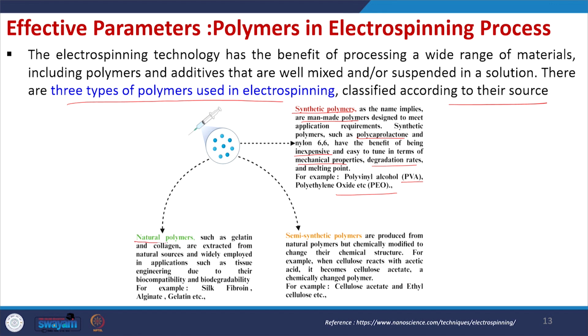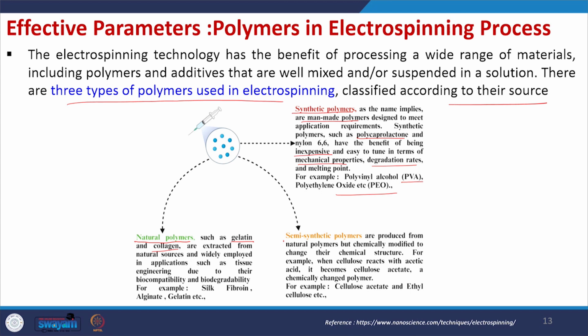And the next one is the natural polymers. Under the natural polymers, gelatin, collagen, these are obtained from natural sources. This will be very useful for tissue engineering as well as for various biomedical applications. And the third one is the semi-synthetic polymers, which are derived from natural polymers but chemically modified. For example, we can treat cellulose with acetic acid, and it becomes cellulose acetate. We can use this semi-synthetic polymer for various applications.